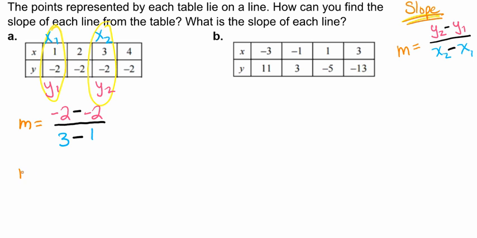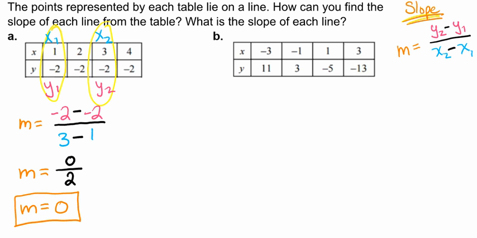So we're going to have m equals, and on the top we're going to have a value of 0, and on the bottom we're going to have a value of 2. And 0 divided by 2 is 0. So here we have m equals 0. So here we have 0 slope, and that's our answer. Let's take a look at this second set of points.